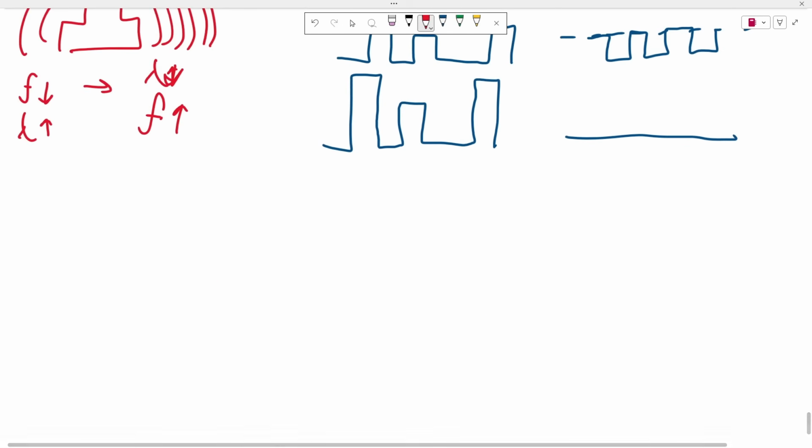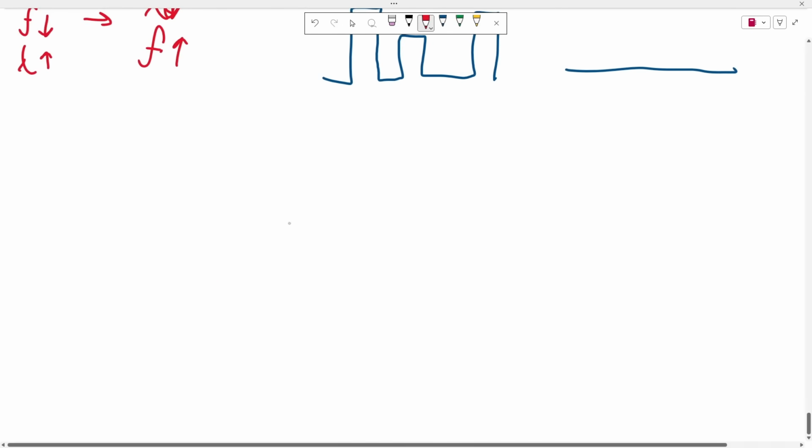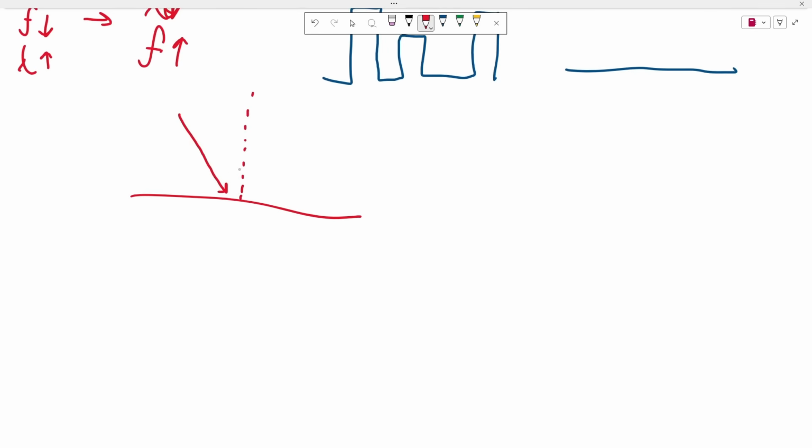Okay, let's talk about waves in a medium. So when light hits a surface, it's going to be reflected. Okay, this right here is the normal. So the angle of reflection is going to be equal to the angle of incidence. Okay, so this is the angle of incidence right here. This is the angle of reflection right here. So it's going to be reflected from here to here, and it's always measured from the normal.